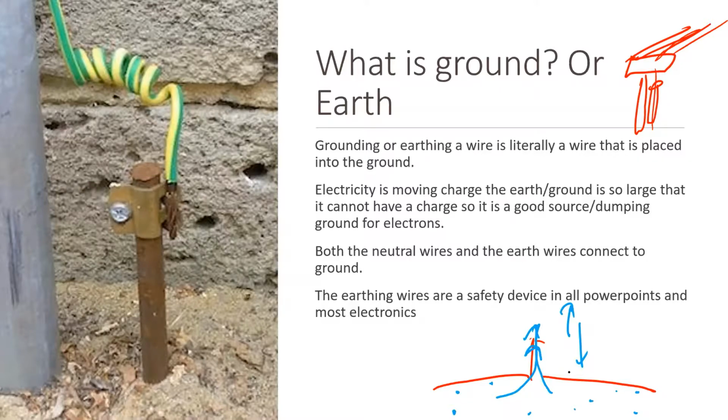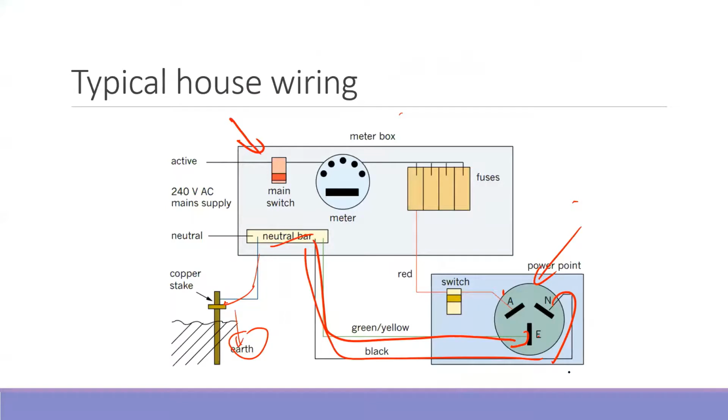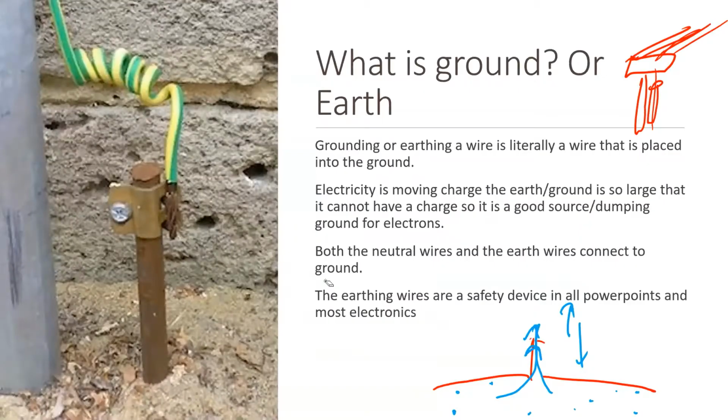Now you'll notice in this picture that both the neutral wires and the earth wires are connected to ground. Both of them are connected to ground. So why do we need two wires connecting to ground? Well, the earthing wires are only used as a safety device in all power points and in most electronics. So what's so special about the earth wire that makes it a safety device compared to the other one?